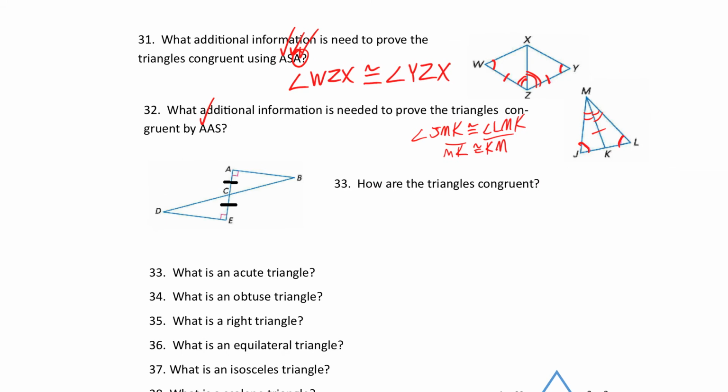Okay, number 33. How are these triangles congruent? Well, vertical angles are always congruent, so what would that be? Angle, side, angle. Angle, side, angle.